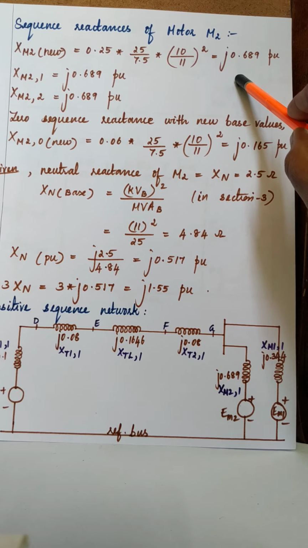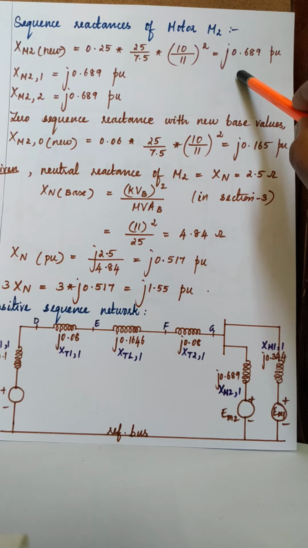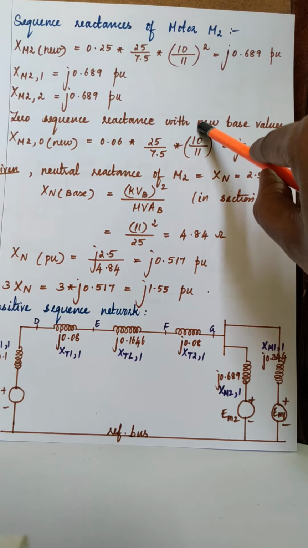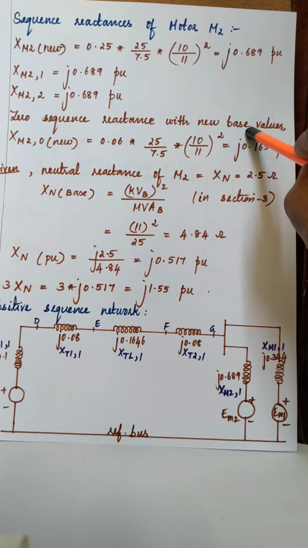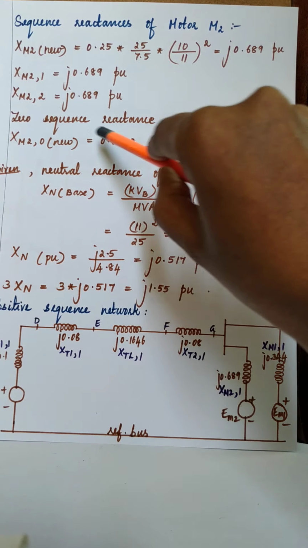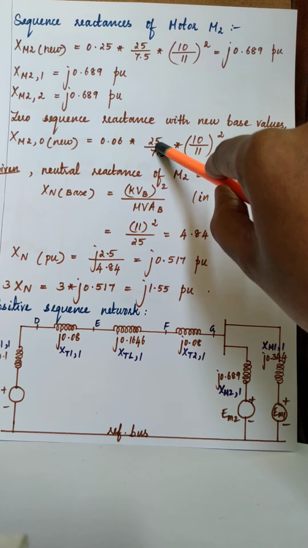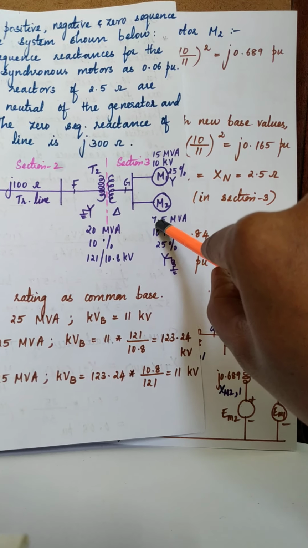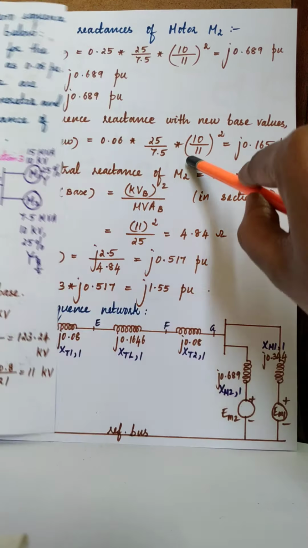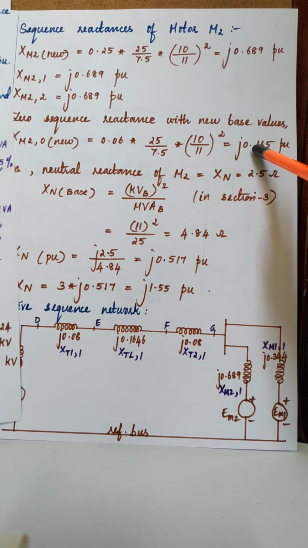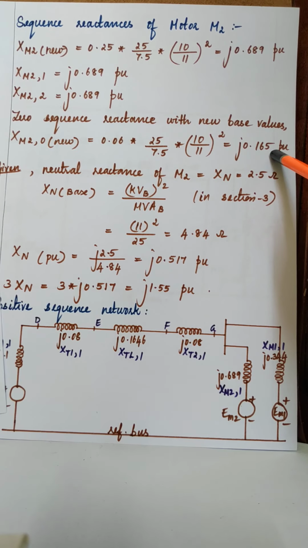Now the zero sequence reactance is given as 0.06 per unit, but we have to convert it with respect to the new base value. What is the new base value? We know it for section 3. So XM2,0 new is equal to 0.06 into 25 by 7.5, new MVAB by old MVAB of motor 2, into 10 by 11 the whole square, which is equal to j0.165 per unit.